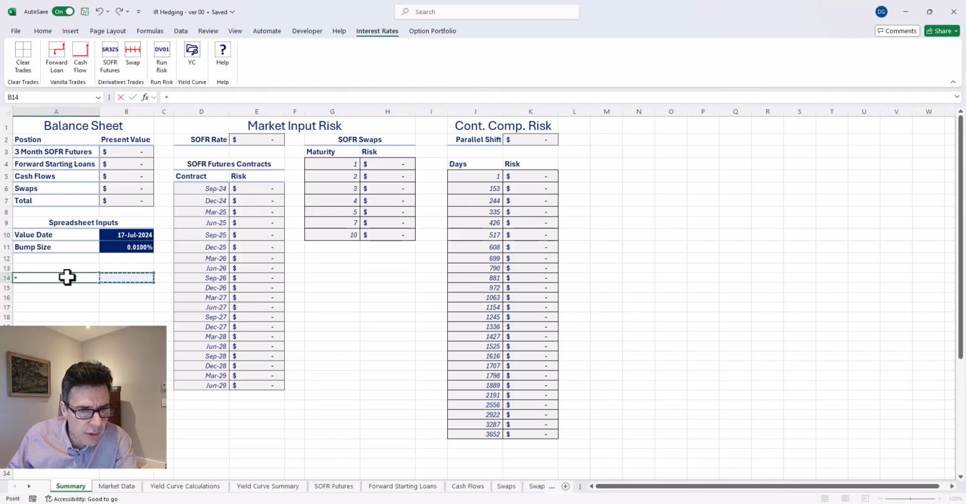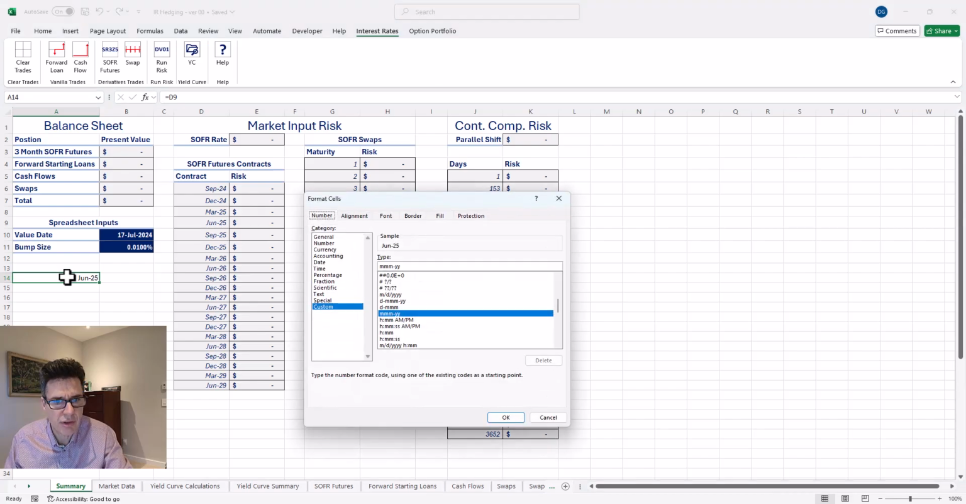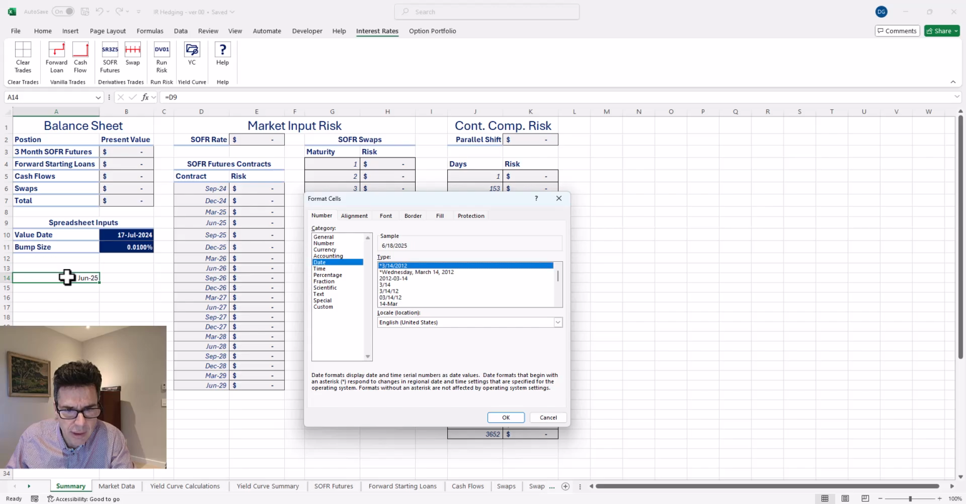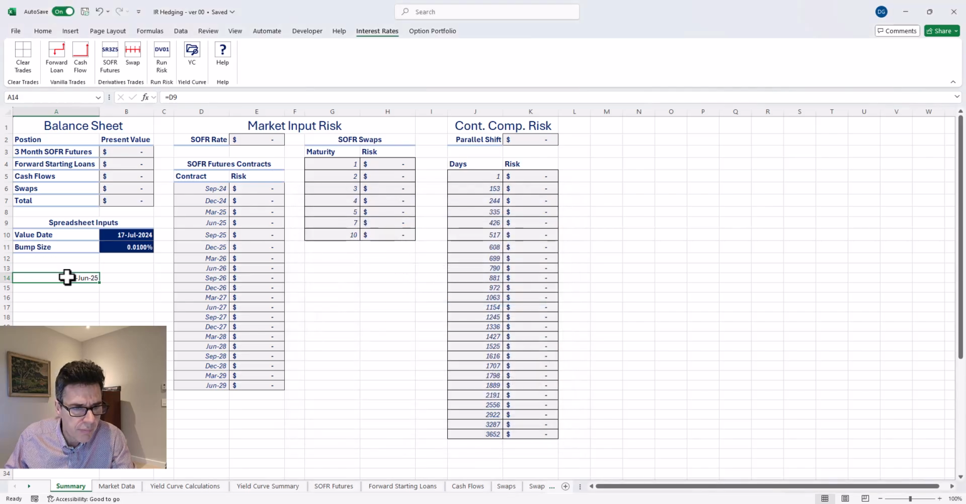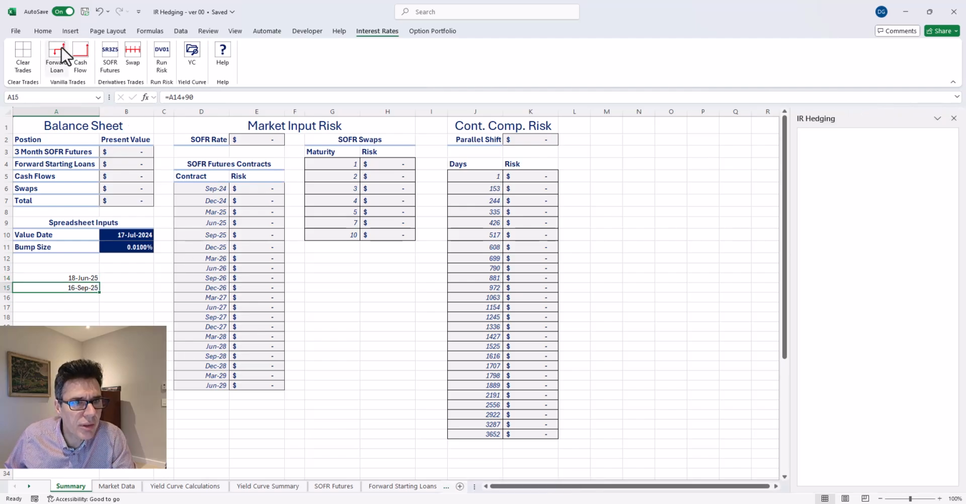I'm just going to check the dates. That June 25 is just a date, so let's format it as a date. So 18th of June 2025, the compounding period on the SOFR futures contract is 90 days. So I'll add 90 to that date, and you've got 18th June 2025 to 16th September 2025. So we're going to create a forward starting loan.